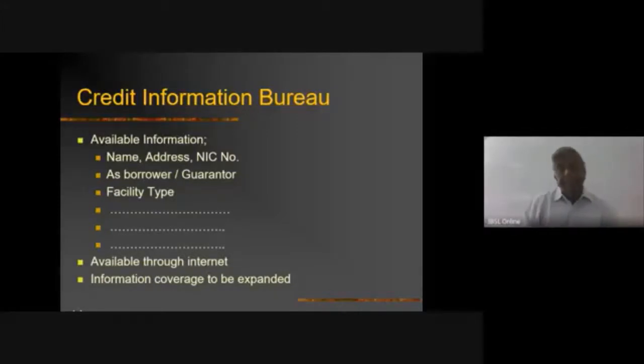And then cheque returns. If the applicant has any cheque return information, it is given. Another useful thing: if he is now looking for credit facilities from another bank, that information is also given, including which bank he is seeking the credit facilities from. So there is a lot of information given about the applicant, whether you want the report about him as a guarantor or as a borrower. His financial transactions with the lending institutions are given in the CRIB report.